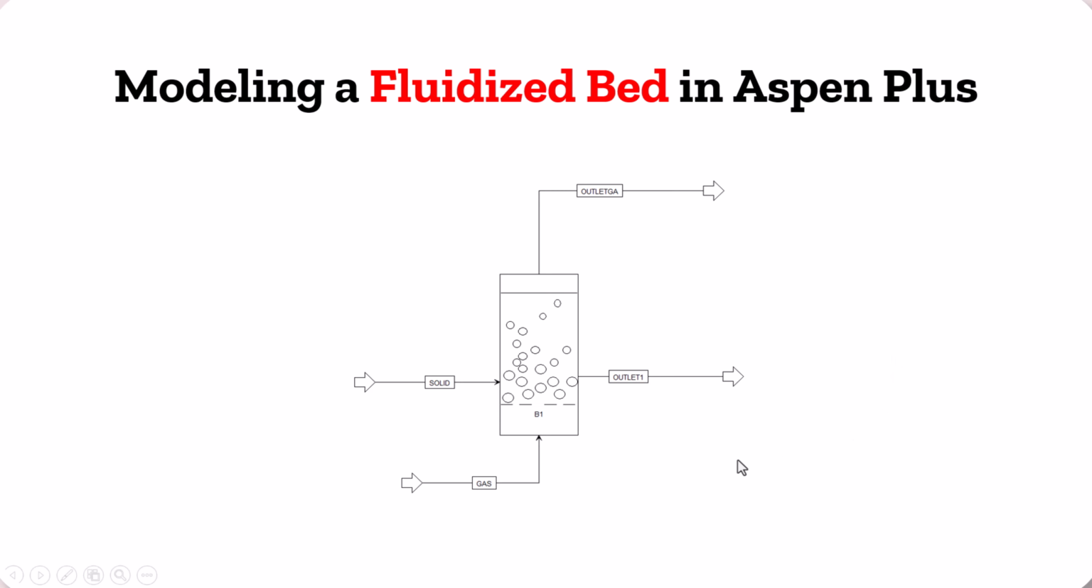This is our model. We have two streams, a solid stream and a gas flow. The gas flow enters the system in this section and exits from this section. Also we have a charged solid and a discharged solid from here. For the simulation of our model, let's move to Aspen Plus.